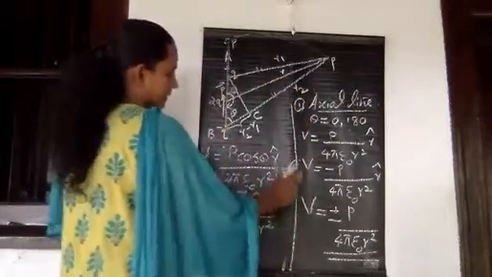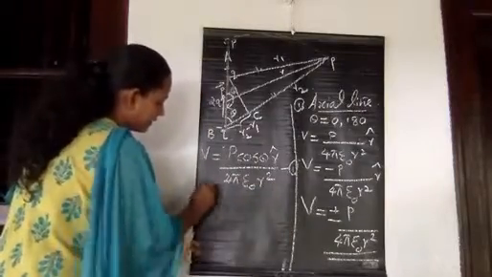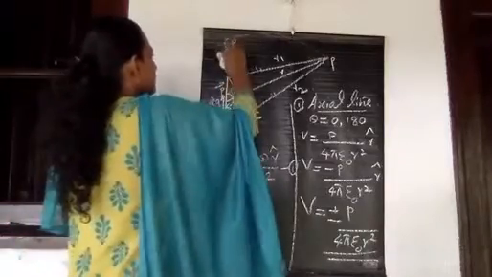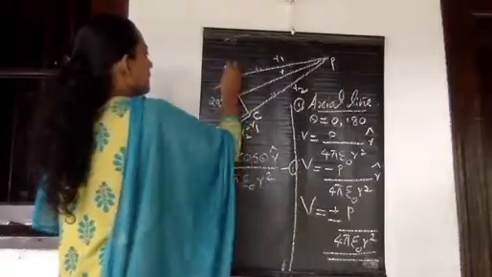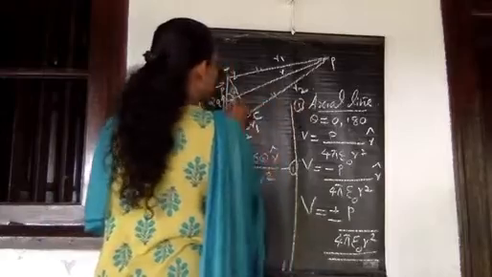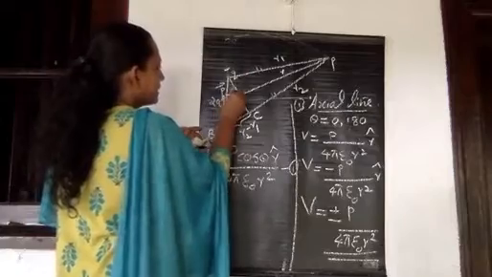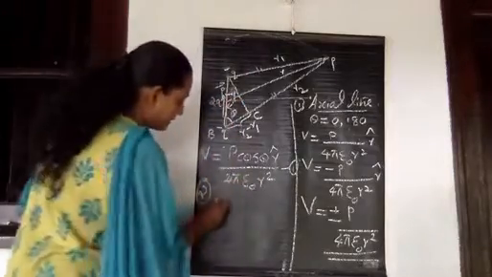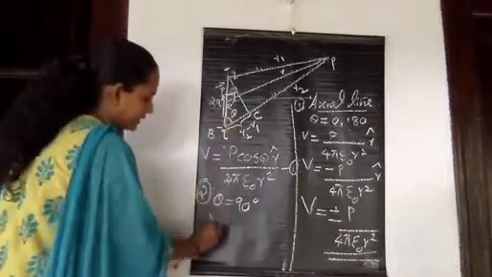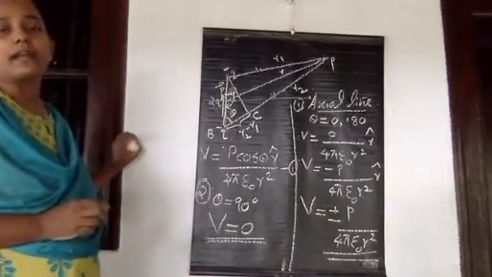Suppose the point P is on the equatorial line. This is the dipole, and the point P will come here somewhere. The equatorial line is a line perpendicular to it. Therefore, how much will be the angle? Theta becomes 90 degrees. What is cos 90? Cos 90 is 0. Therefore the potential becomes 0 on the equatorial line itself.